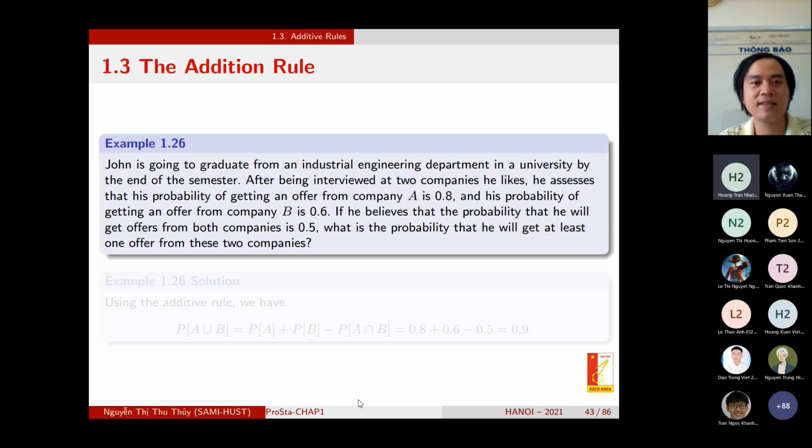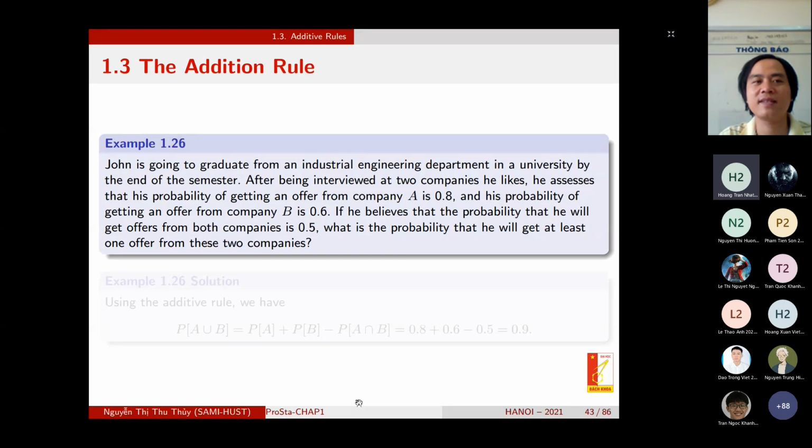John is going to graduate from an industrial engineering department in university by the end of the semester. After being interviewed at two companies he likes, he says that his probability of getting an offer from company A is 0.8, and his probability of getting an offer from company B is 0.6. And if he believes that the probability that he will get offers from both companies is 0.5, what's the probability that he will get at least one offer from these two companies?